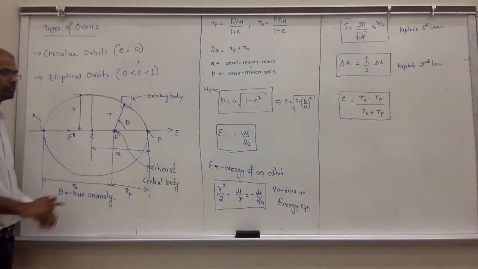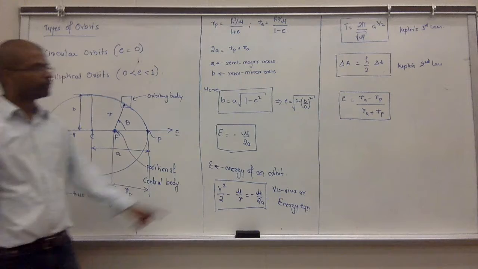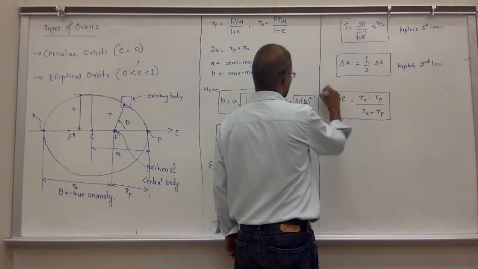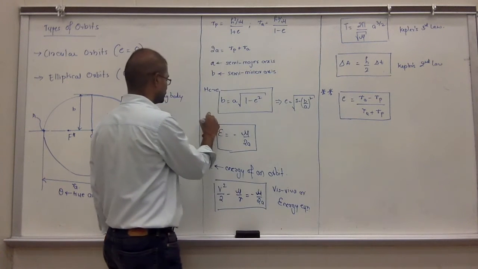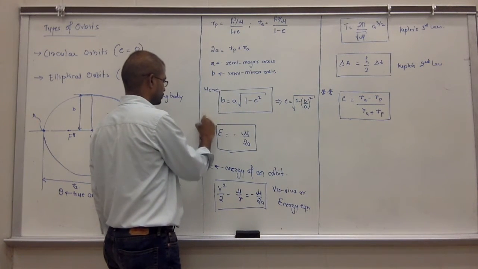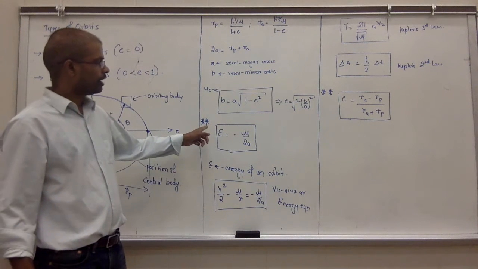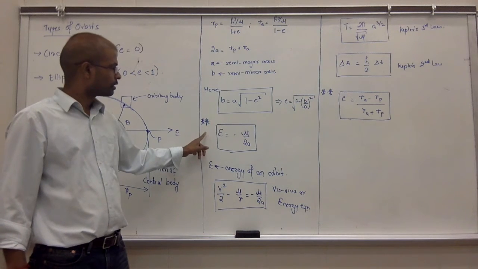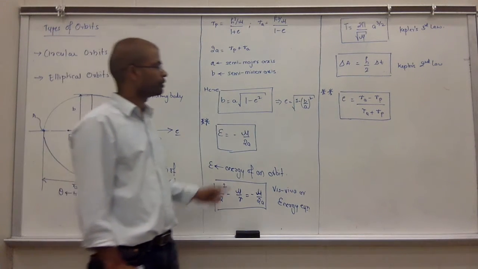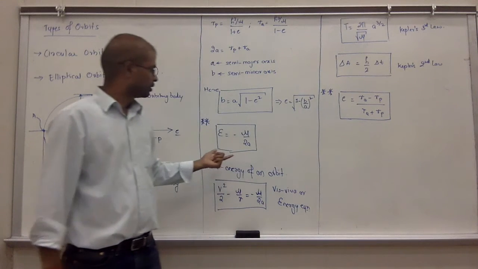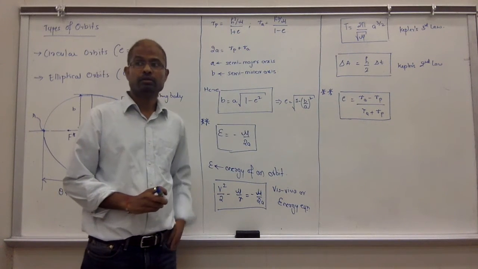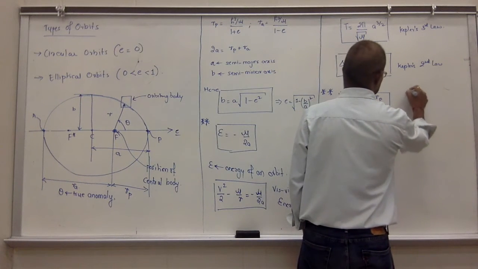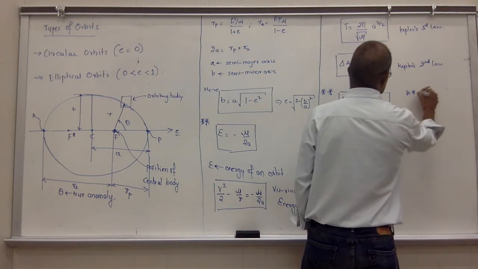Ra plus Rp. Okay, this is another way of looking at the ellipse. Now, this one and this one, you have to learn the derivations for these. I'll give you the derivations. This E is the eccentricity, Ra minus Rp over Ra plus Rp.